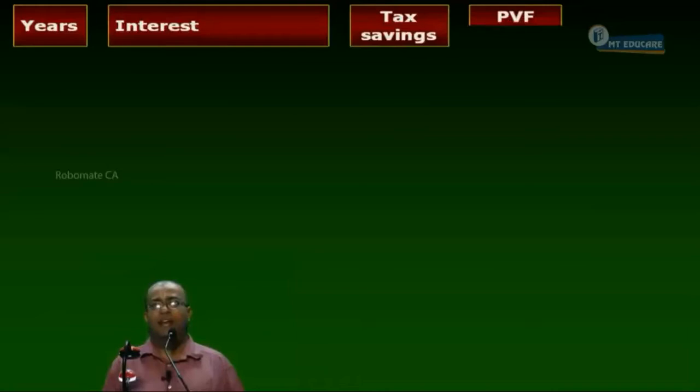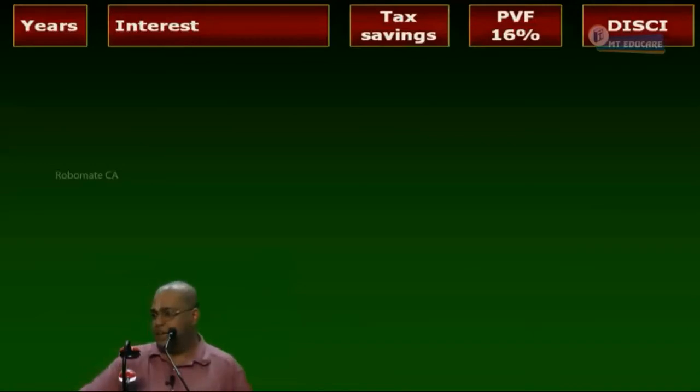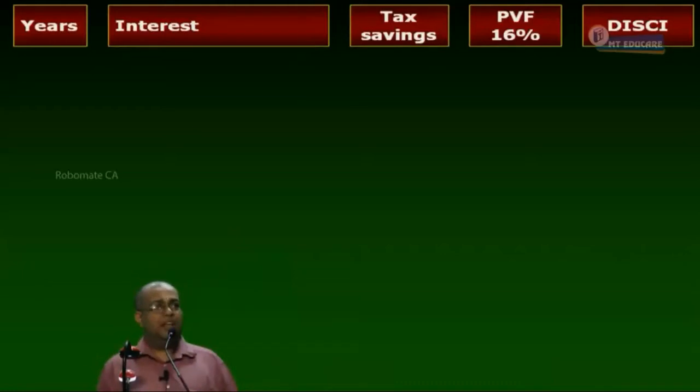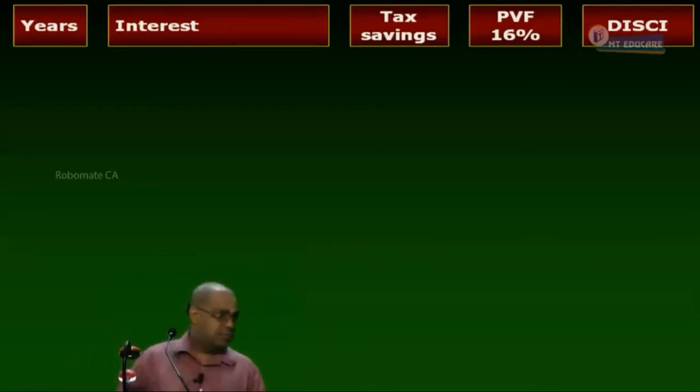Now, next is step 3. What is step 3? Tax savings on interest. Can we do it together or not? Please open the following columns. The second column is interest. Third column, tax savings. Fourth column, present value factor at 16%. What I am discounting is the tax saving only. Yes or no? And then discounted cash inflow.